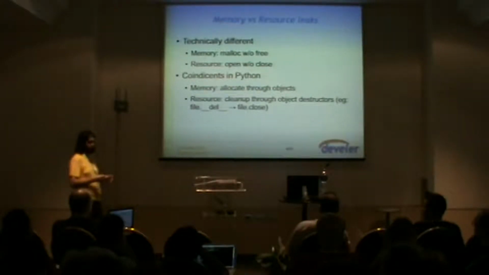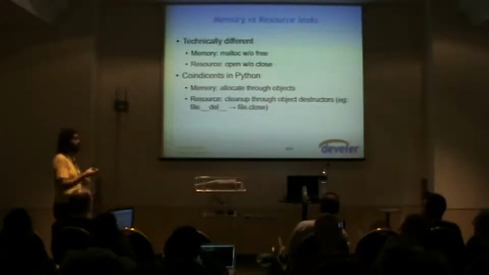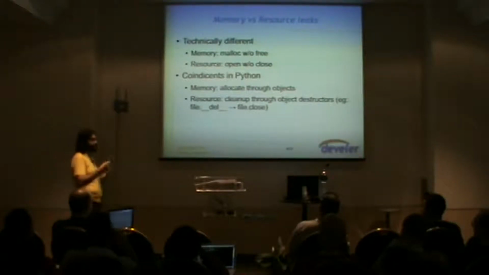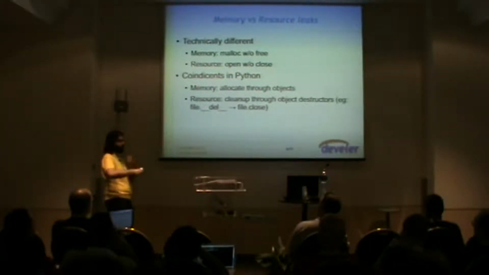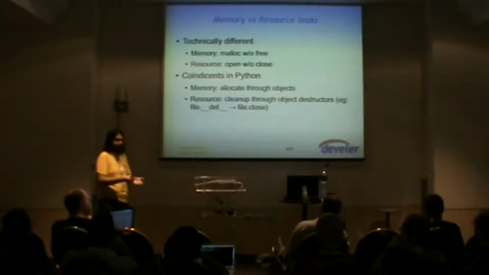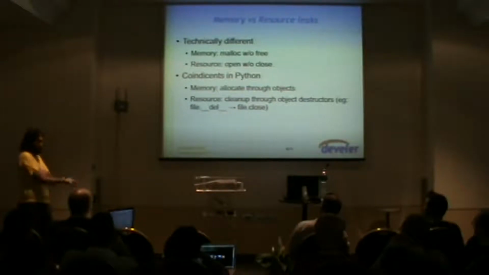But in Python, these kinds of leaks actually coincide, because the way you allocate memory in Python is through objects. When you need a buffer of memory to do something, you probably go through an object. So what can happen is that you leak that object. The same happens for resources. You open a file through an object, and then somehow you forget to call the close method on that object, and that's a leak as well.